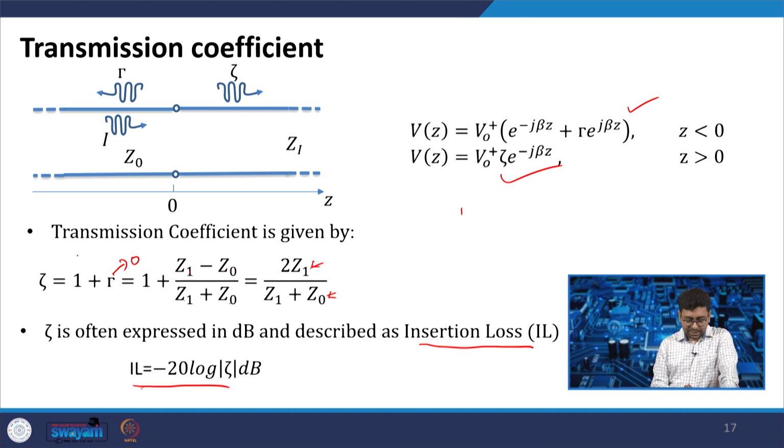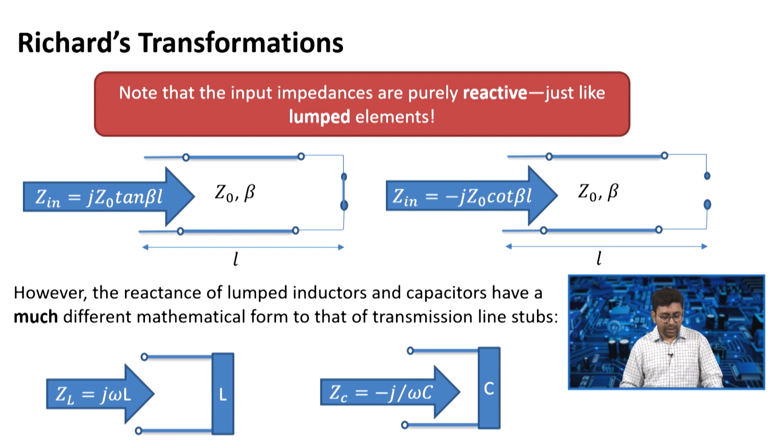In reality getting 1 is difficult, so it is considered as 0.9, as I told. If you consider gamma of 0.1, the insertion loss will be in the range of 0.5 to 0.6 dB. So these are the two important parameters: reflection coefficient and transmission coefficient, and return loss and insertion loss. Now we will see the Richards transformation.